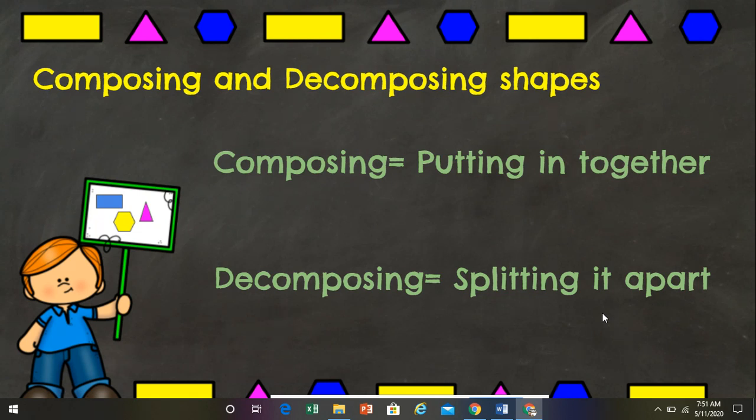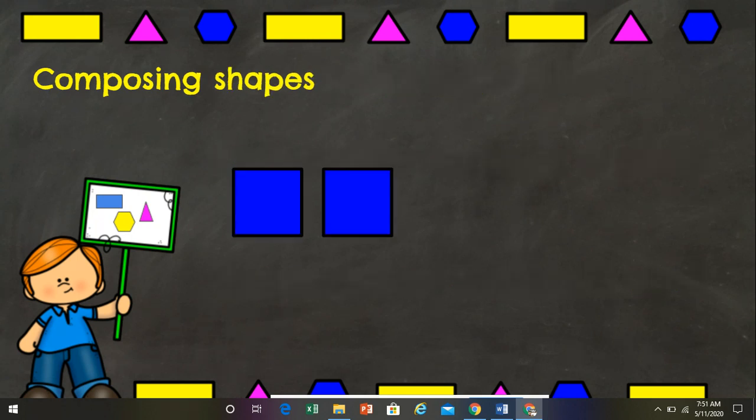Okay? So let's look at some examples of what is composing and decomposing. Composing, so let's say we have these two shapes, right? They're separated. We have here one square and another square. But if we put these two squares together, what shape do you think we might get?